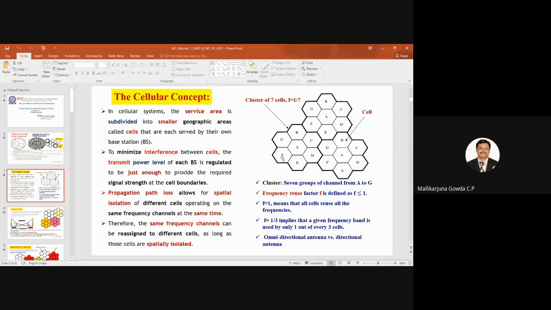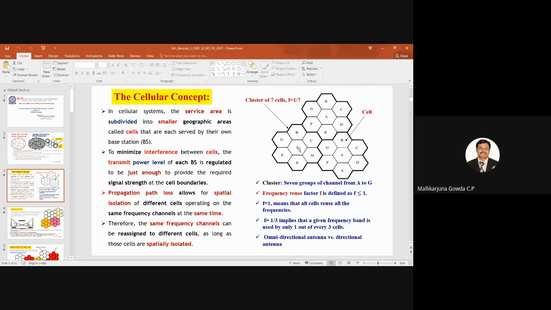Fine. Okay, so here I have shown one cluster, what we say. So 7 cells are there, right? A, B, C, D, E, F, G. So this we call one cluster, and I'm going to replicate that over the other geographical area. Hope you're understanding what I'm saying. So cluster means a group of cells, right? Here I have used a cluster of size 7.